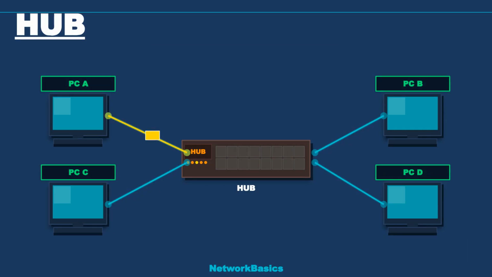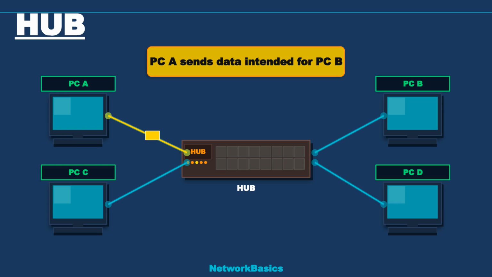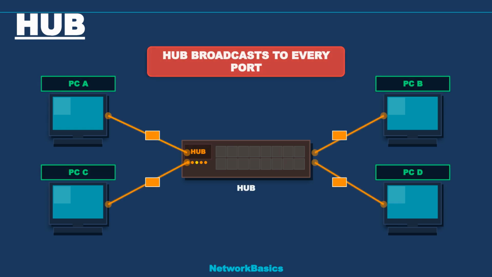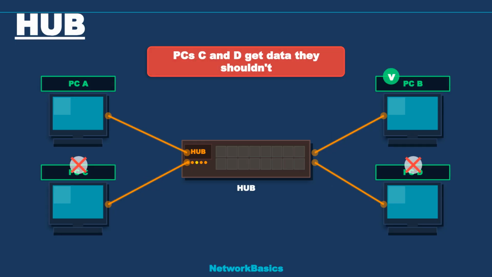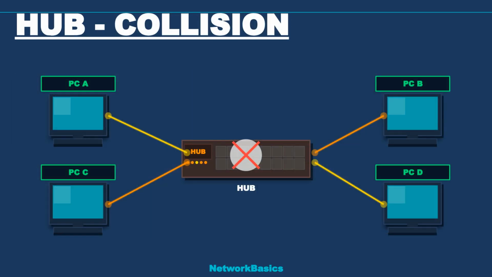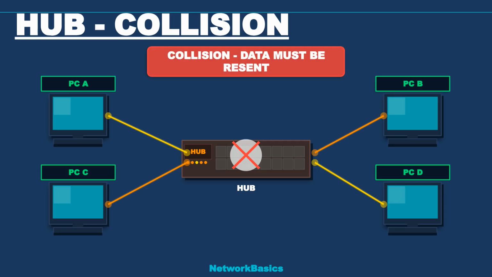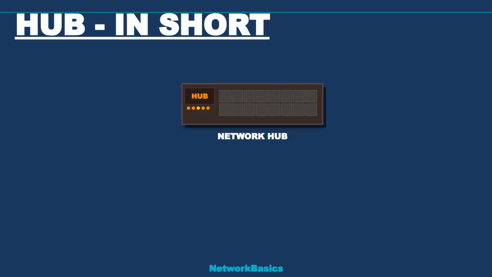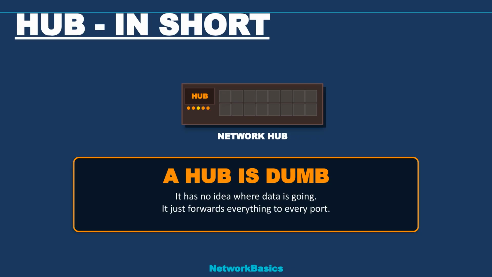But here's the problem. When computer A sends data meant only for computer B, the hub simply broadcasts that data out to every single port, so every computer receives it. Computers C and D also get the data, even though it wasn't meant for them. This wastes bandwidth and creates a lot of unnecessary network traffic. And if 2 computers try to send data at the same time, the signals collide and have to be reset. So in short, a hub is dumb. It doesn't know or care where the data is going.